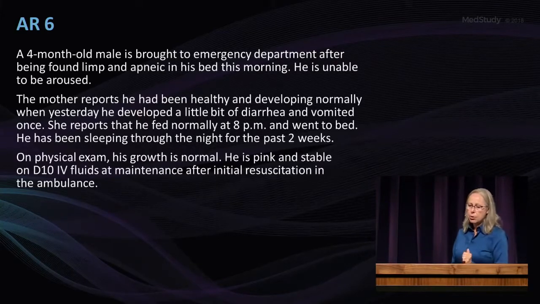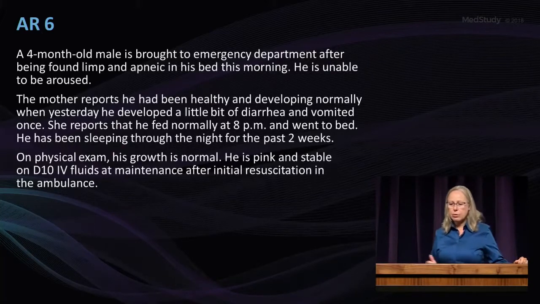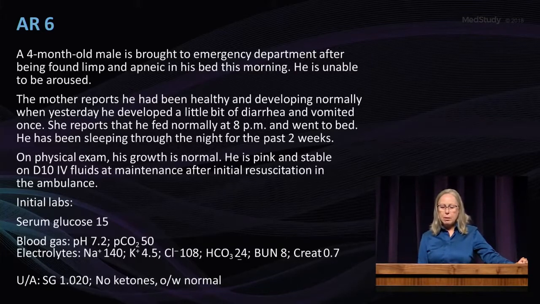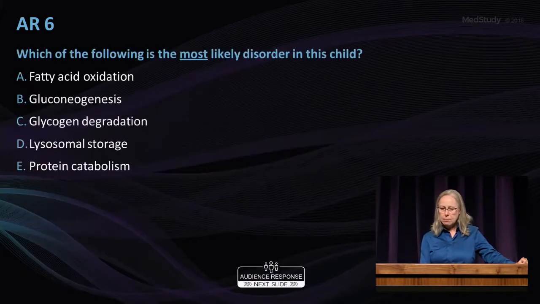On physical exam, his growth is normal. He is pink and stable. He is on D10 IV fluids at maintenance after initial resuscitation in the ambulance. Initial labs: glucose was 15, pH is 7.2, PCO2 of 50, bicarb is 24. Urinalysis has no ketones, and he's otherwise normal. Which of the following is the most likely disorder in this child?